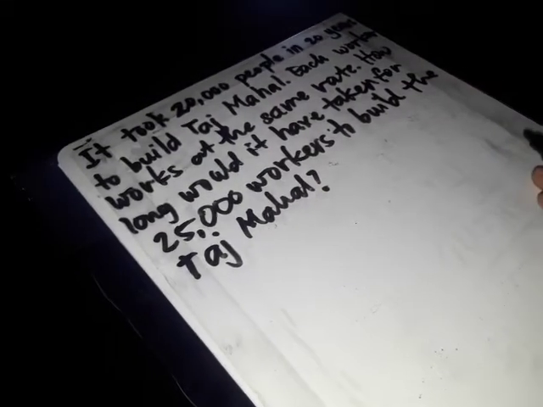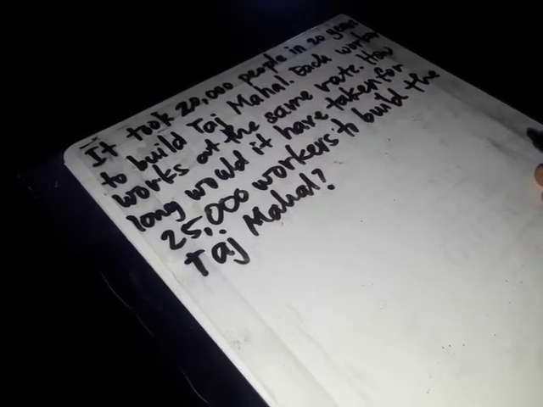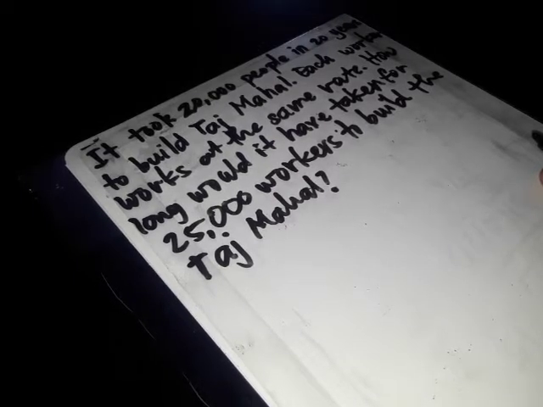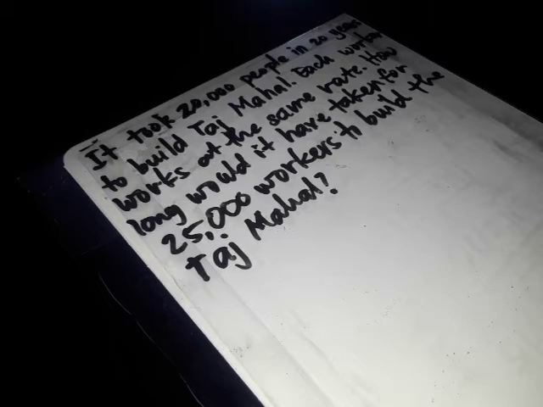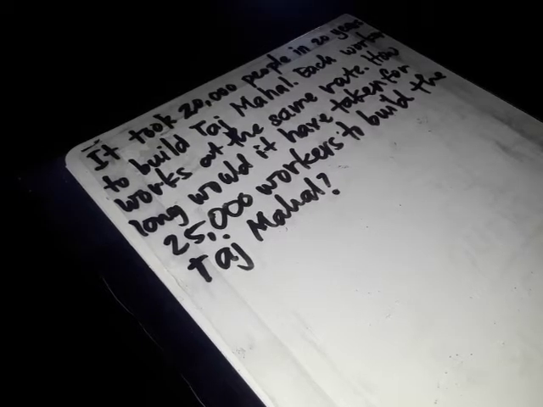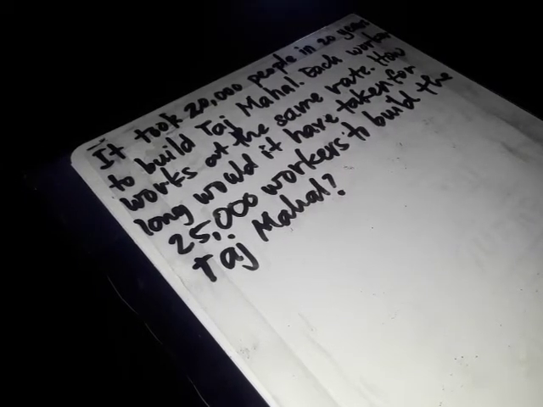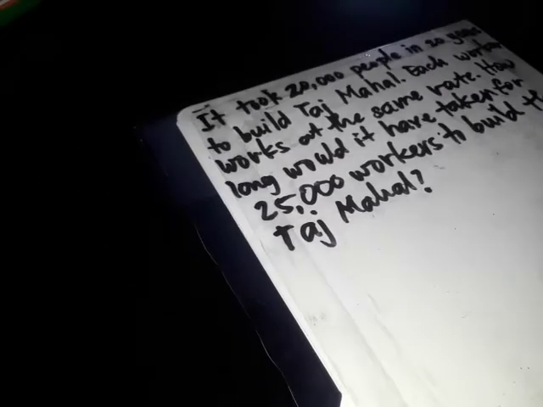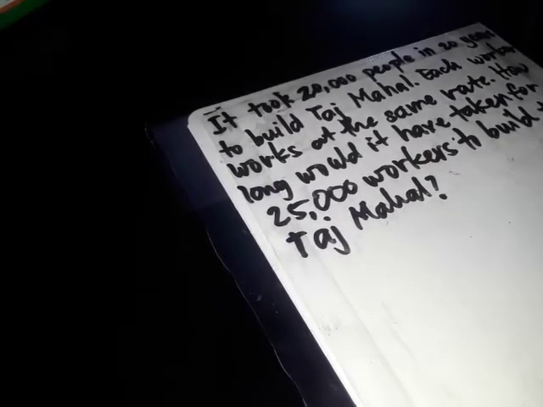Number 2 example. It took 20,000 people in 20 years to build Taj Mahal. Each worker works at the same rate. How long would it have taken for 25,000 workers to build the Taj Mahal? Okay, so first, we need to write all those given.